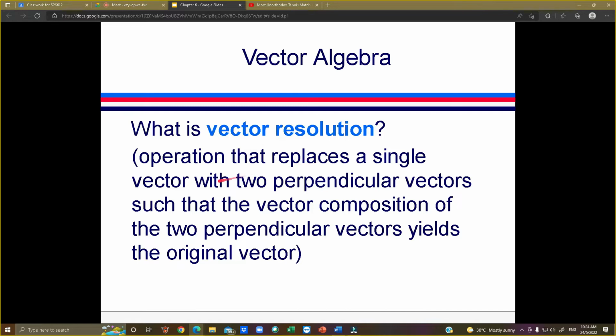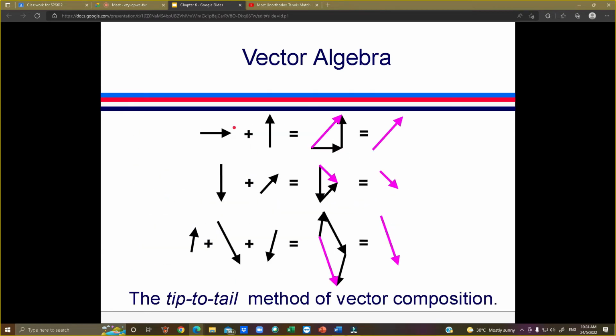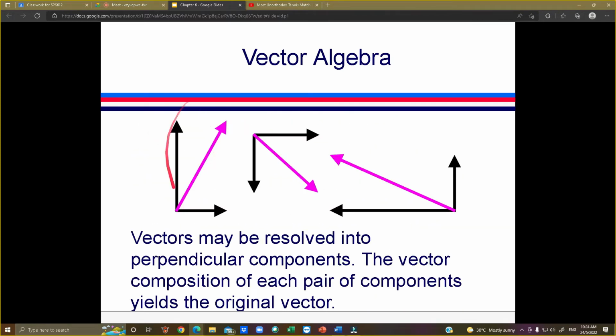Operation that replace a single vector with 2 perpendicular vector such that the vector composition of the 2 perpendicular vector yield the original vector. Itulah dia. Okay, untuk kita hasilkan apa ni? Untuk kita hasilkan ni. Okay, take a good look here. This one dengan this one. Ini macam nak cakap this is quite like theorem Pythagoras. Okay, theorem Pythagoras.